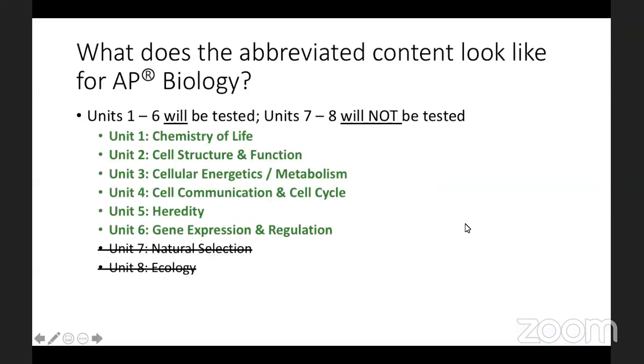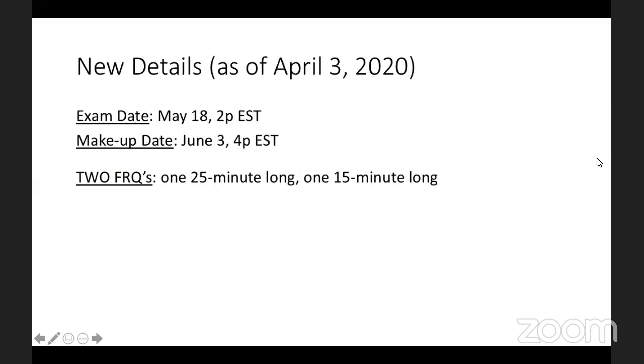This is just a reminder, and we're getting pretty close to the exam, so you probably don't need this reminder, hopefully. But we're going to be covering units 1 through 6 this year on the AP exam. Unit 7 and 8 will not be covered. And your exam date options are May 18th and June 3rd. You should reach out to your teacher or your testing coordinator to figure out which test date you're going to take your exam during.